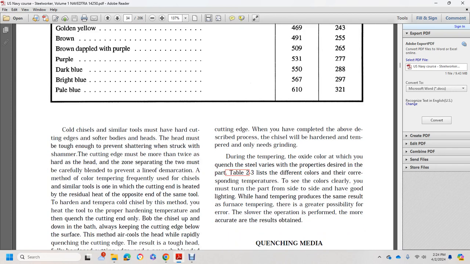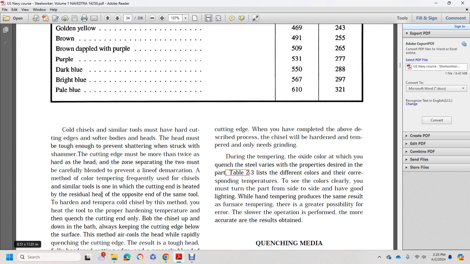Cold chisels and similar tools must have a hard cutting edge, with tough bodies and heads. The head must be tough enough to withstand being struck with a hammer. The cutting edge must be more than twice as hard as the head of the tool. Separately, the two must be carefully blended to prevent a line of demarcation. Color tempering is frequently used with chisels and similar tools, in which the cutting end is heated by residual heat from the opposite end of the same tool.